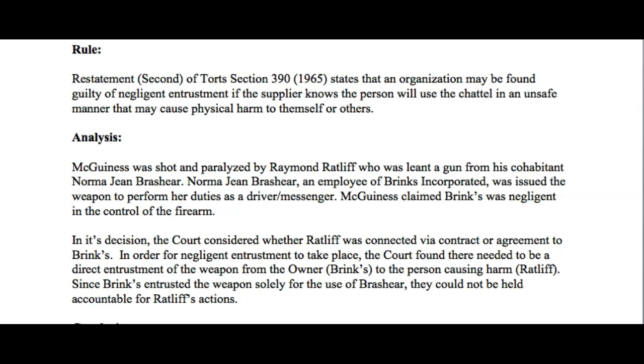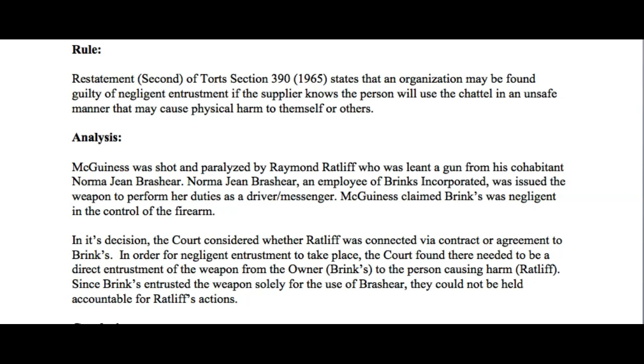The court considered whether Ratliff was connected via contract or agreement to Brinks. Ratliff was not. Brinks had no idea that Ratliff even existed. They issued the gun to Brashear. Brashear lent it to Ratliff to hurt McGinnis. And in order for negligent entrustment to take place, the court found there needed to be a direct entrustment of the weapon. Remember, we saw that in the rule: negligent entrustment if the supplier knows the person will use the gun, in this case, in an unsafe manner. Well, there was no way Brinks could have known that.